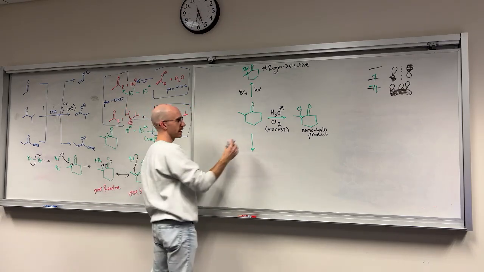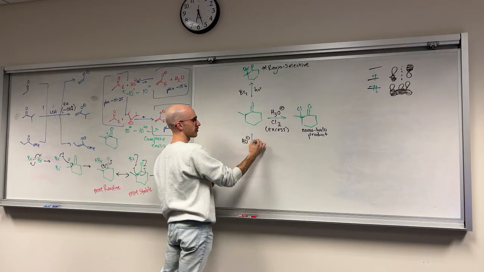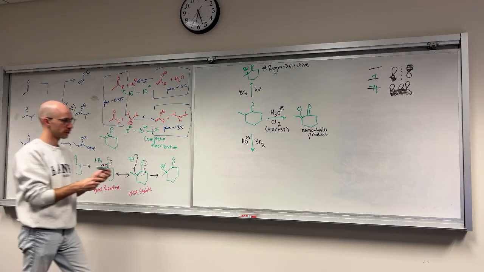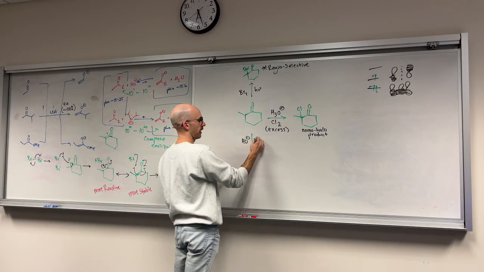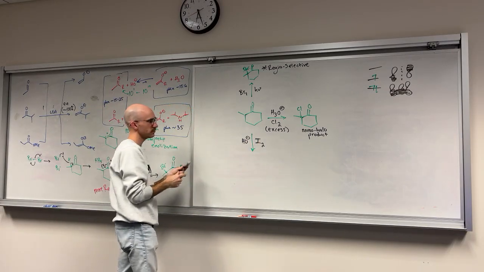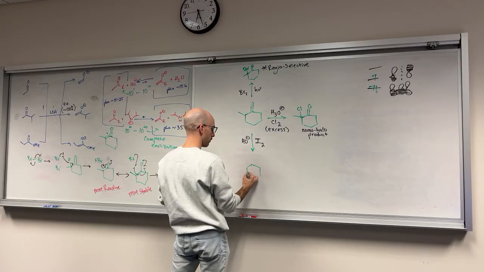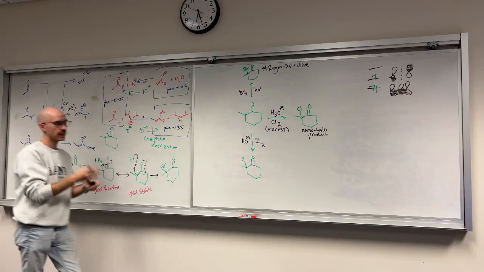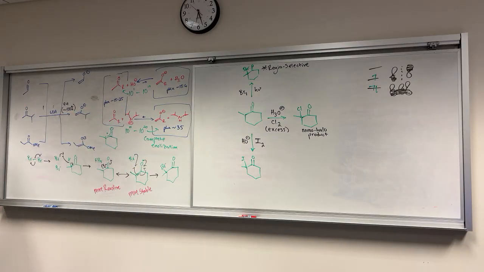If we run this with base, let's show first hydroxide and a different halogen, iodine, I2. Because the hydroxide is a thermodynamic base, the enolate that forms is on the more substituted position. And because that more substituted position only has one hydrogen to give, this is our product.